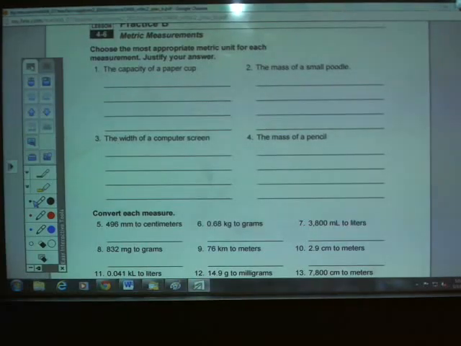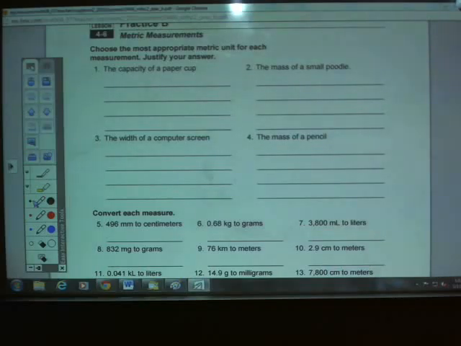This is the homework helper for Chapter 4, Section 6 in the 7th grade workbook, Metric Measurements. In the top part here, we're supposed to choose the most appropriate metric unit for each measurement, and we're supposed to justify our answer. As you saw in the notes presentation today, that information is in your textbook on page 236. And what it gives us there is a list of metric measurements and what their benchmark is, something that we can equate them to that we would understand.